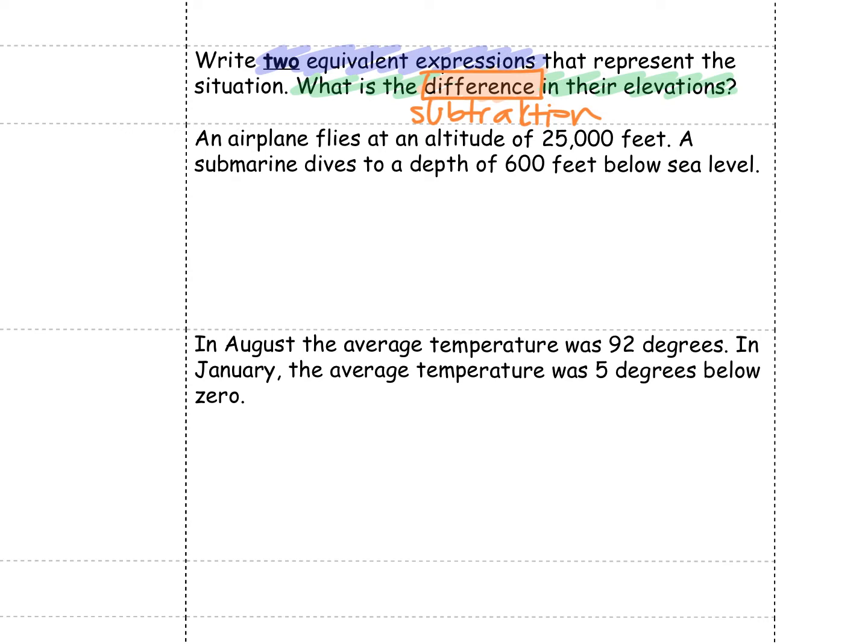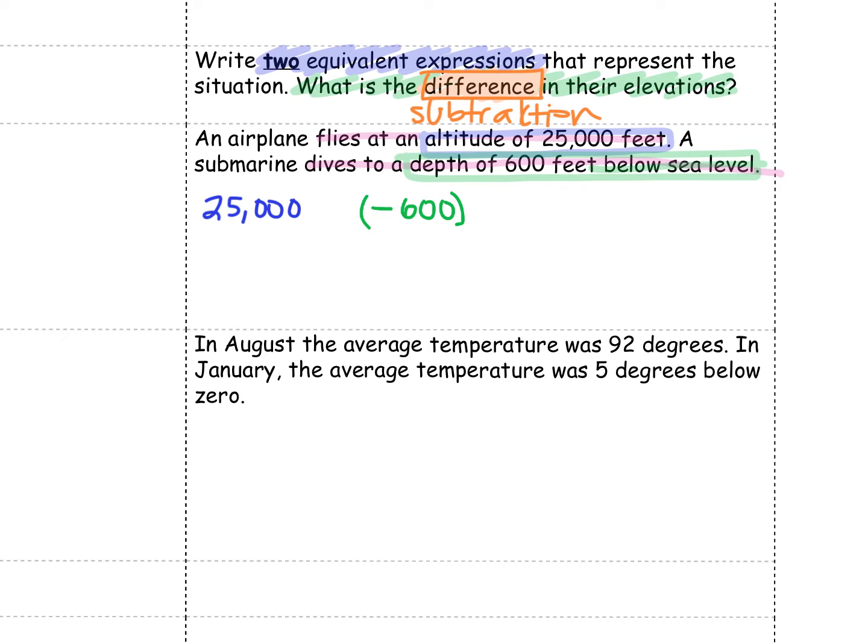So we are going to start by writing a subtraction problem. So our first situation says, an airplane flies at an altitude of 25,000 feet. A submarine dives to a depth of 600 feet below sea level. First, think about what kind of numbers we have. If we have the altitude of 25,000 feet, I know that's positive. So we have the positive 25,000. And then we are going to dive to a depth of 600 feet below sea level. Below sea level is my key, that's a negative 600. Okay, that's the number that represents the situation.